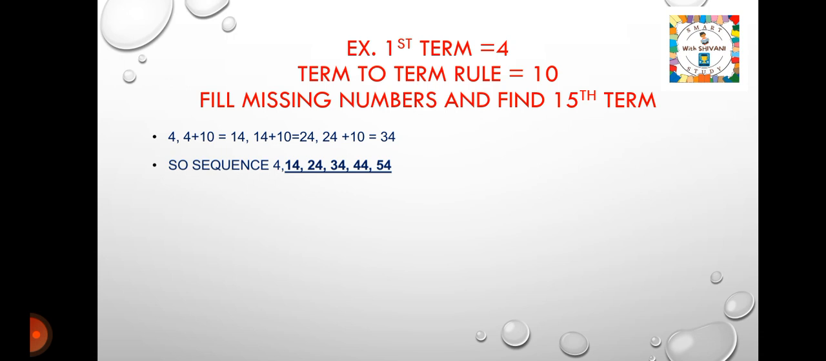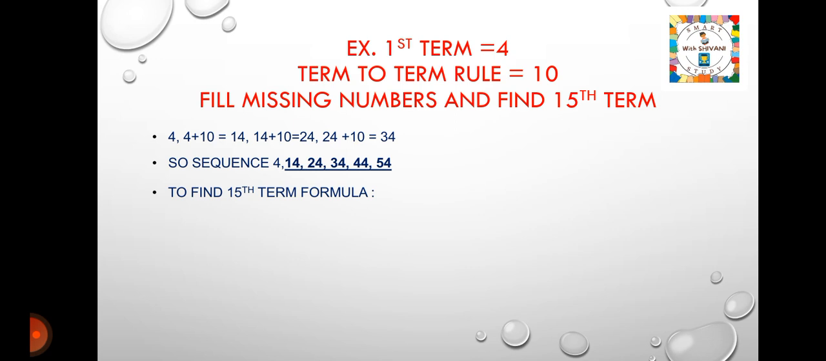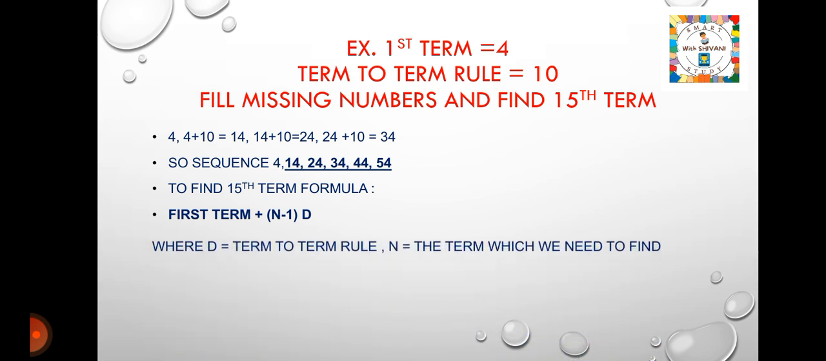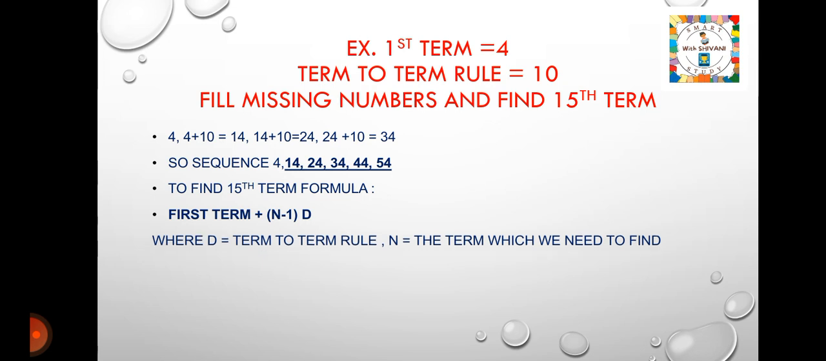Now, to find out the 15th term, it is a very tedious and lengthy process to keep on adding 10, 10, 10. So friends, we have a formula for it. Let's check on the formula part. So to find the 15th term, the formula is: first term plus (n minus 1) times d. Now n stands for the term which we need to find out, and in the given question, the term which we need to find is 15, and d is the term to term rule.